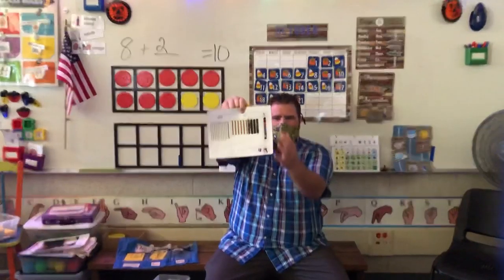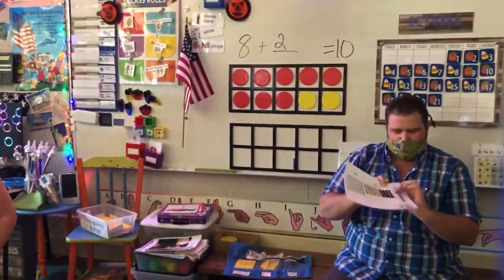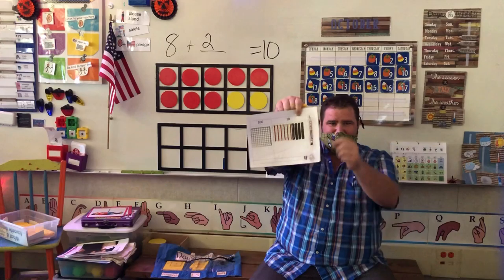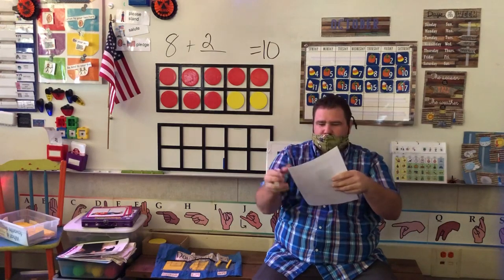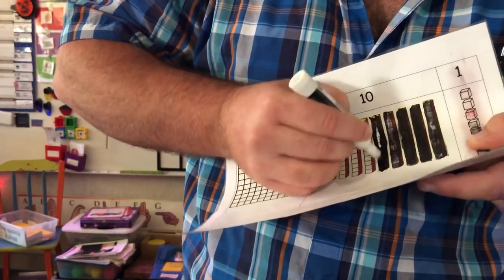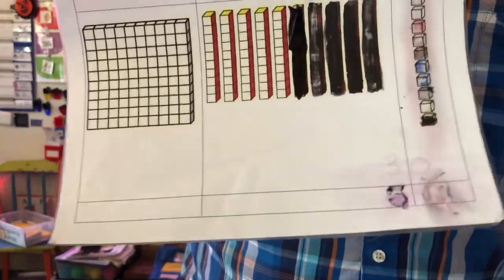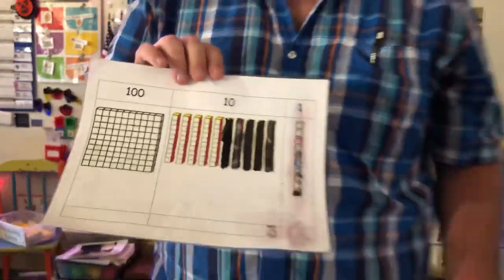So we're going to have to take away, friends at home, these all go away, right? Because we're going to make a 10. And we now have to swap out for a 10. So, friends at home, we now need to erase all our ones. Fill in another 10 stick.